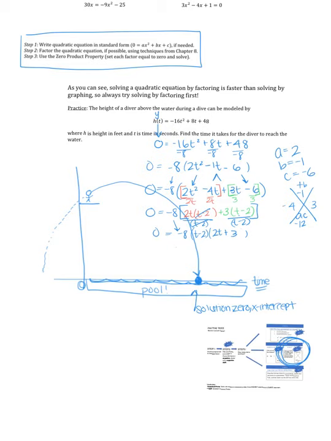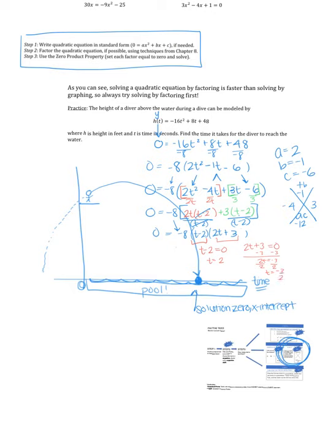Now the zero product property tells me that either this first term, t minus 2, equals 0, or this second term, 2t plus 3, equals 0. Solving, I get either t is equal to positive 2, or, after subtracting 3 and dividing by 2, t is equal to negative 3 halves.